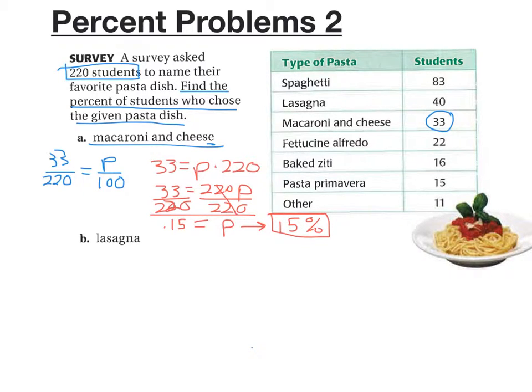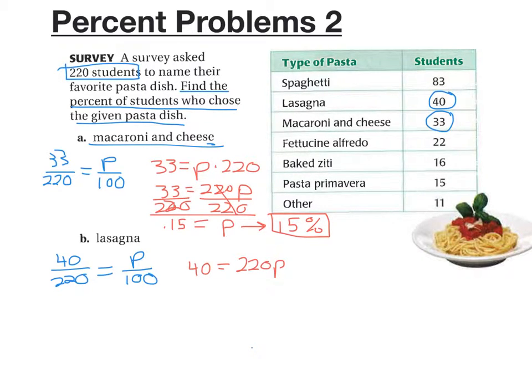Okay, we know lasagna, we had 40 students said they liked that, so that's the part, once again, over the whole. The whole in this case is 220, and that equals the percent over 100. Now, once again, we could write that as a percent equation. This time the part is 40 equals 220p, the whole times the percent. Okay, let's solve the proportion for this one.